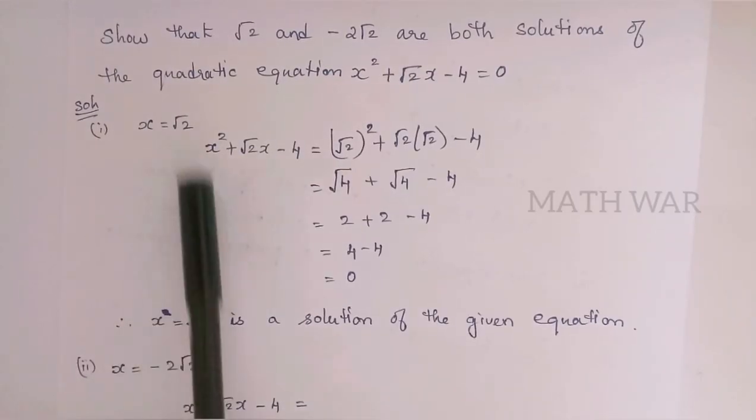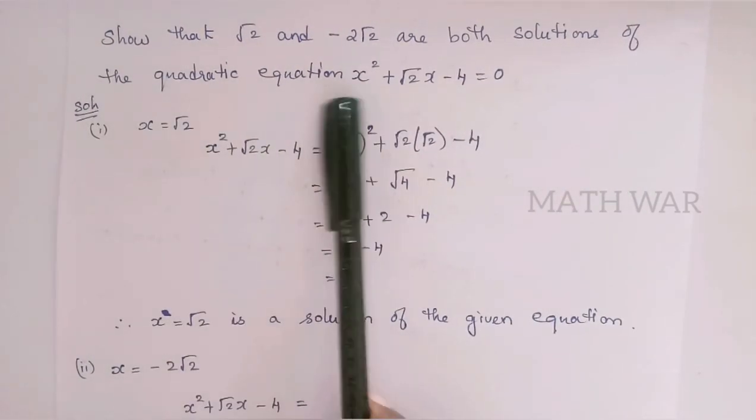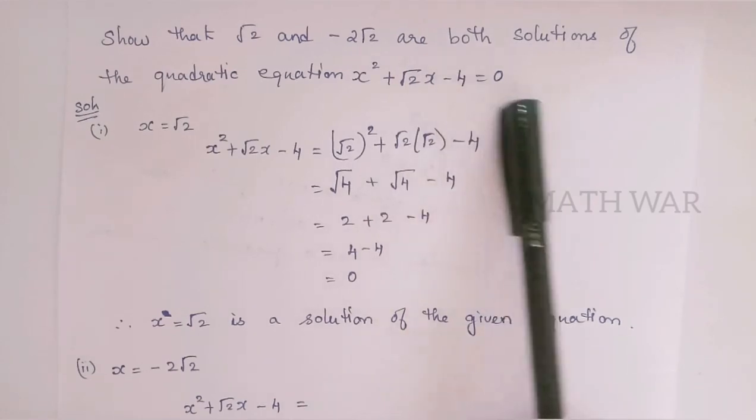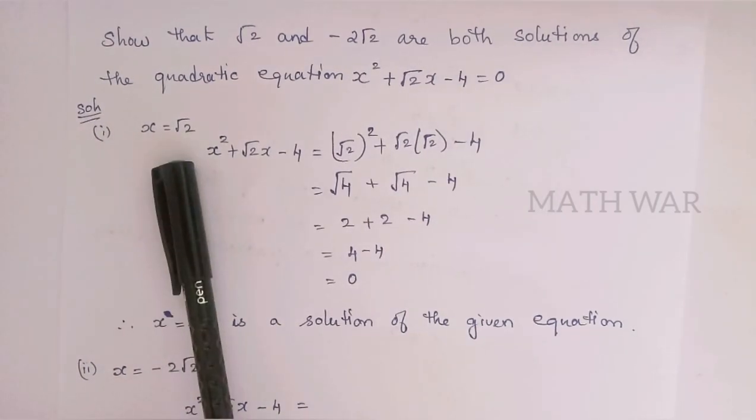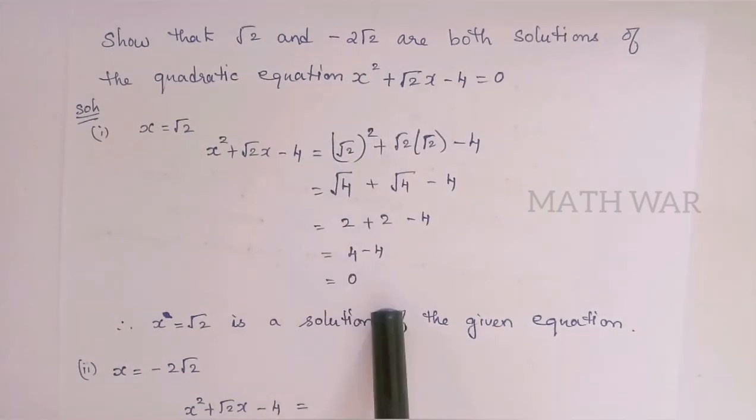We'll see one example. Show that √2 and −2√2 are both solutions of the quadratic equation x² + √2x − 4 = 0. First we will take x = √2. Now we are going to substitute x as √2 and check whether 0 is coming or not.